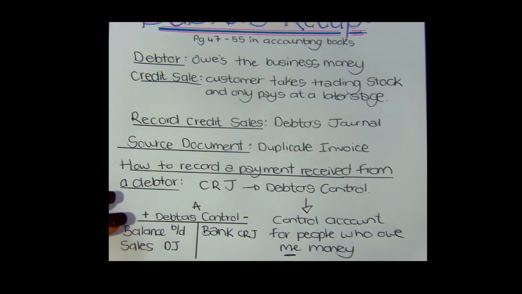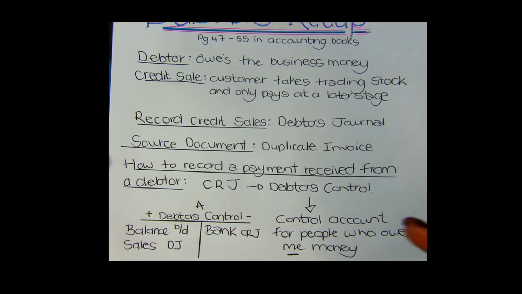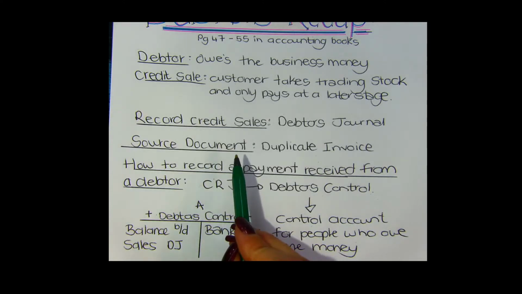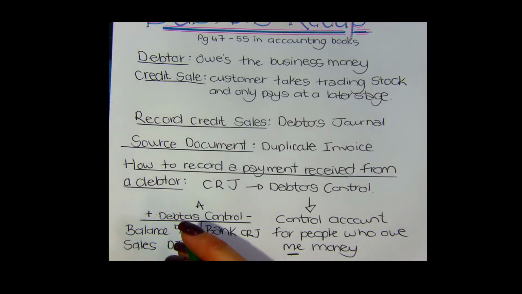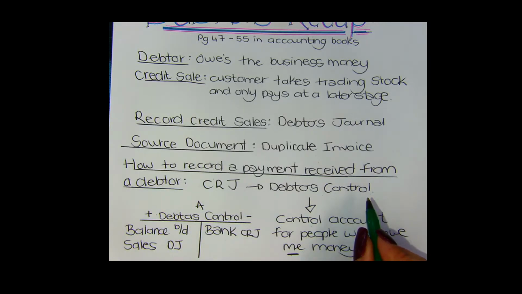So obviously the debtor has now taken the goods and they are going to have to pay for them. So once I have received payment from a debtor, I record it in my cash receipts journal in my debtors control column. Debtors control is a control account for people who owe me money, me being the business.